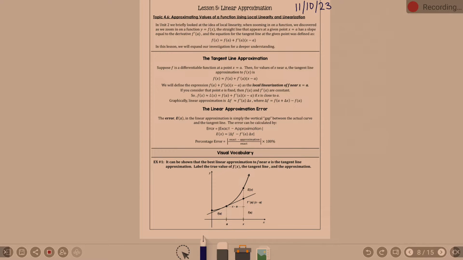Okay, guys. Lesson 4.5, linear approximation. Here we go. In Unit 2, we looked at the idea of local linearity.